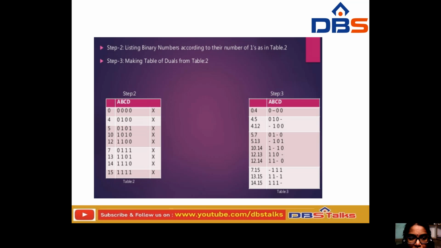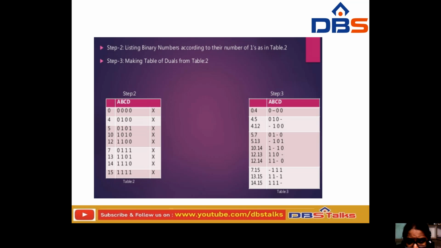See, if you have observed this table, this is 0, 0 to 4, 4 to 5, 4 to 12, up to here completed. Next one is 5 to 7, 5 to 13, 10 to 14. Next one 12 to 13, 12 to 14, 7 to 15, 13 to 15, 14 to 15. Just like that, we have represented it; we are making the table of duals from table 2.